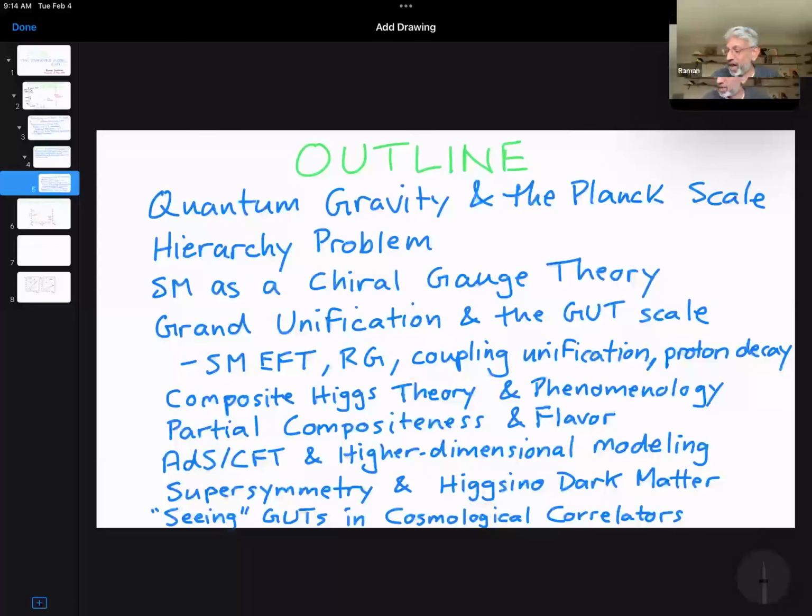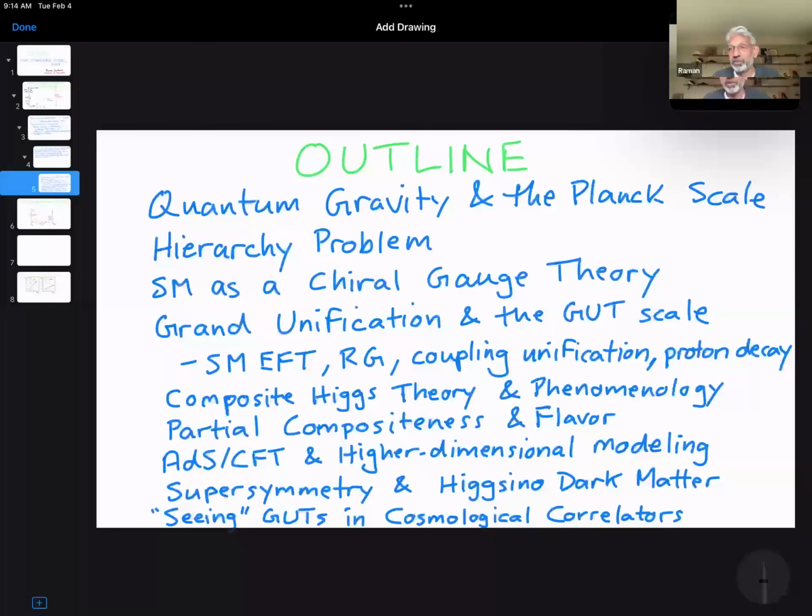Then I want to discuss the chiral gauge theory structure of the standard model, which is part of the answer to why the particle physics can be so hierarchical. Going beyond the standard model, I wanted to start with grand unification and the scale of grand unified theories, or the GUT scale. In doing that, we'll quickly go through a few theoretical tools like effective field theory and the renormalization group. We'll study gauge coupling unification and the phenomenon of proton decay within GUTs.